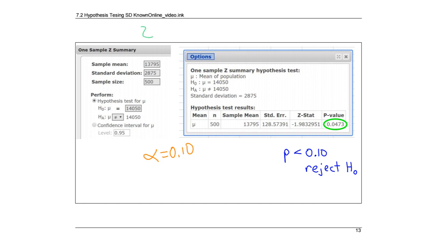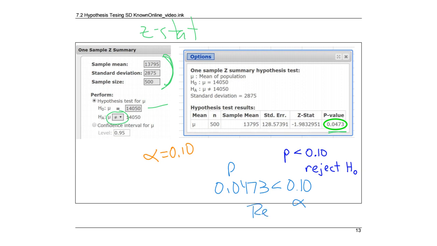All right, I went to ZStat, and that's because I know my population standard deviation. I went in and put all my information in. I put my 14,050, which was the claim, and I put not equal to here. Now, StatCrunch is going to take care of everything for me. And so when I hit compute, it gives me a p-value of 0.0473. When I compare that to alpha, alpha is 0.10, it's 10%. So my p-value is definitely less than my alpha, and I'm going to reject.